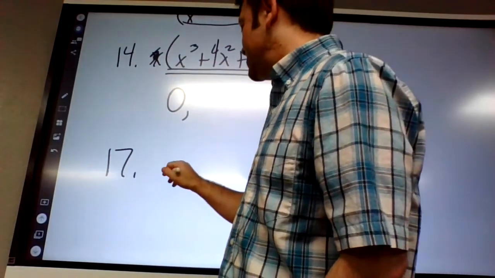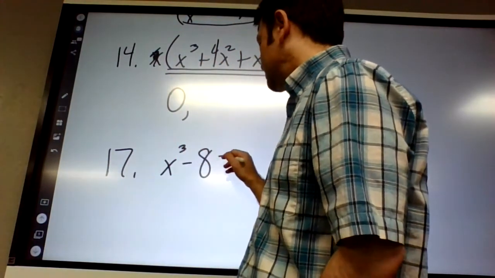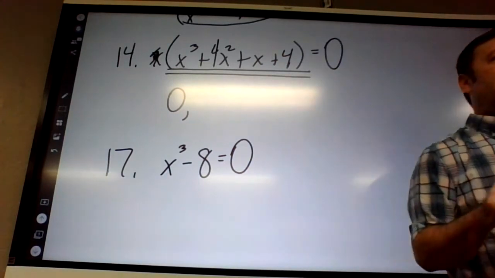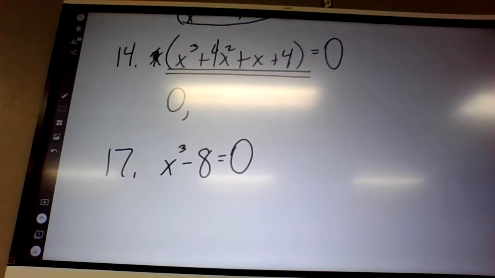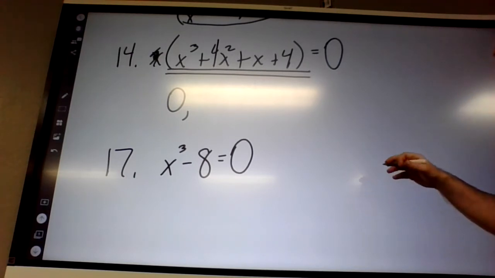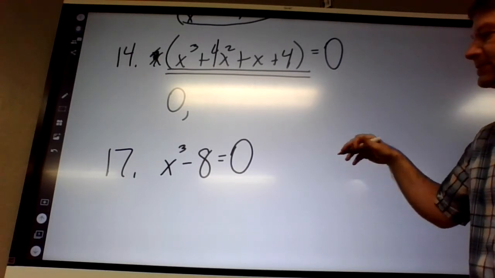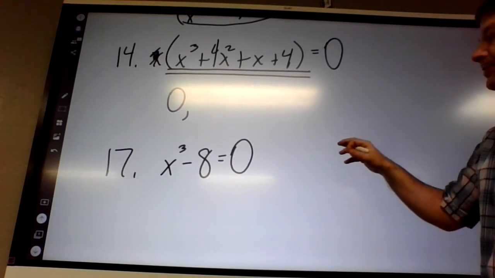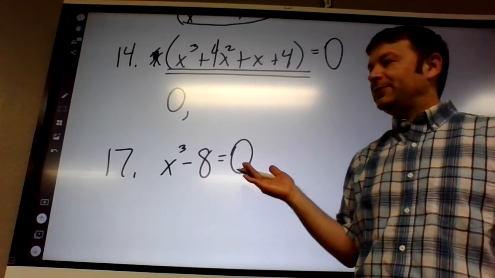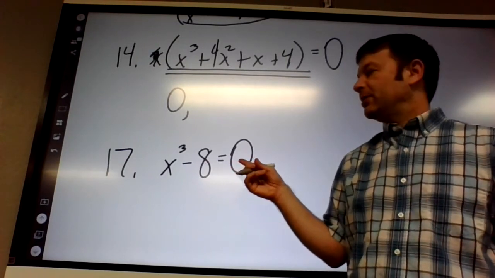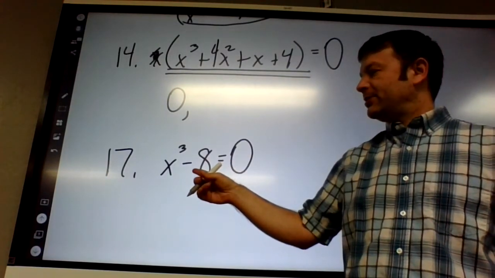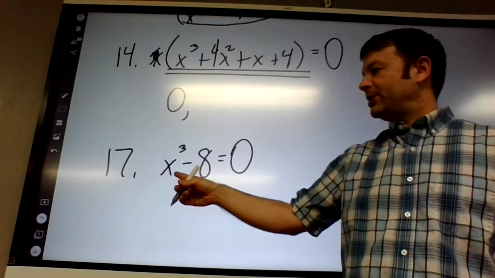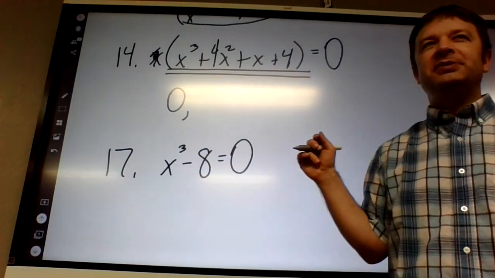x cubed minus 8. I didn't tell you guys this, but a cube minus a cube actually does factor. The reason I didn't tell you is because it's really hard to remember how it factors. It's hard for me to teach. But we don't have to be able to factor it to solve this. Maybe some of you might be able to tell what x value would work here that would make all this equal to 0.